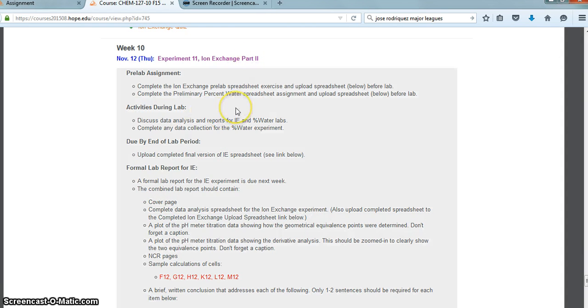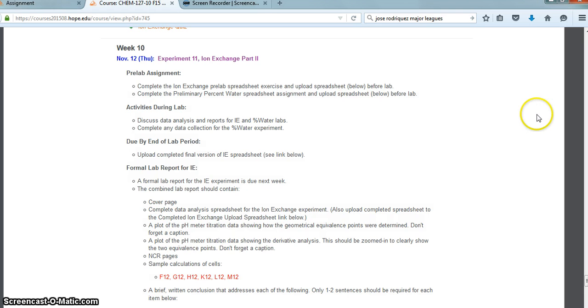This is looking at Moodle for this week. Pre-lab assignment says that you need to complete the IonExchange pre-lab spreadsheet exercise. Don't worry about that. You don't need to do that. Complete the preliminary percent water spreadsheet assignment and upload the spreadsheet below.